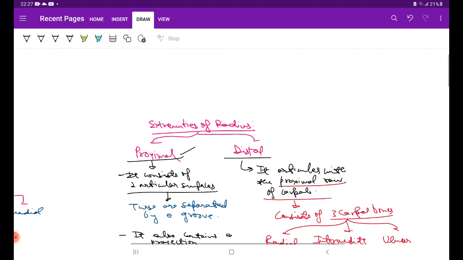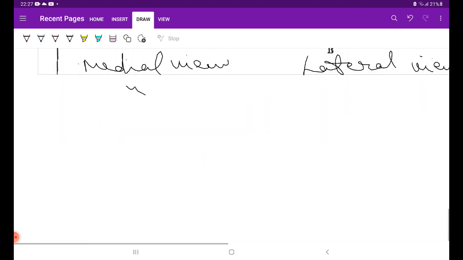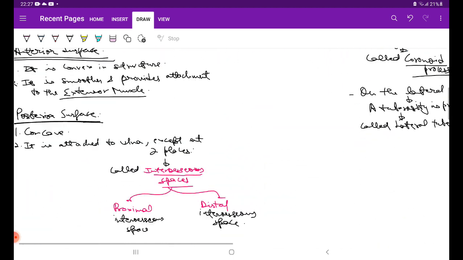So this is all about radius. I hope that this is clear.